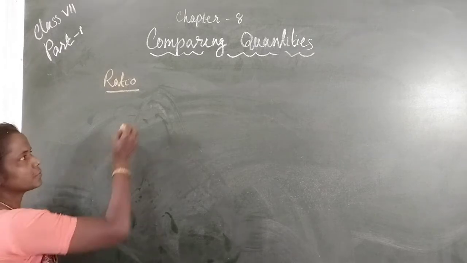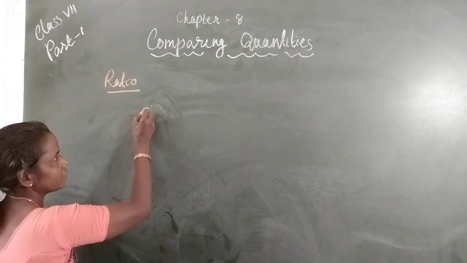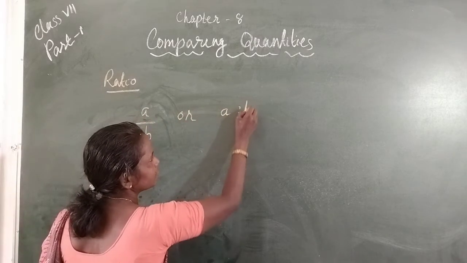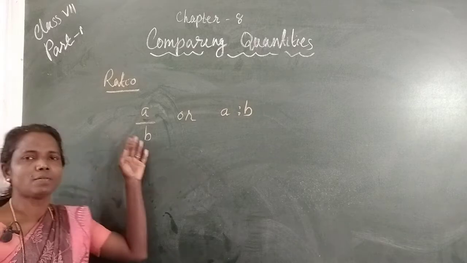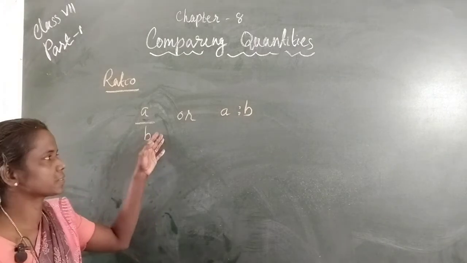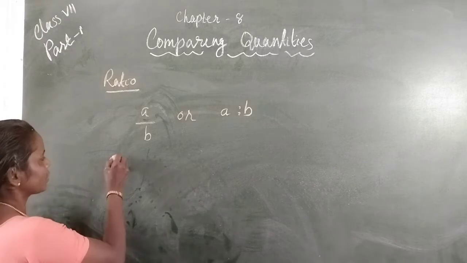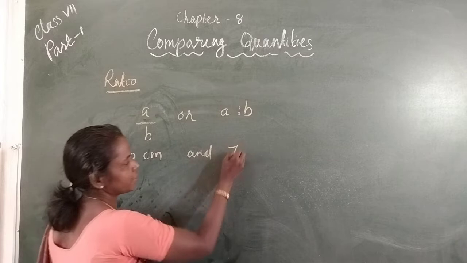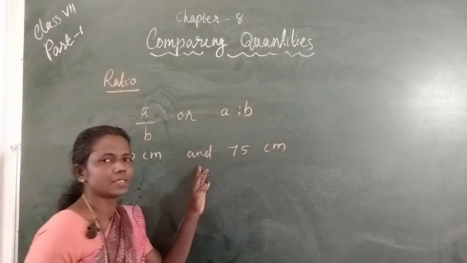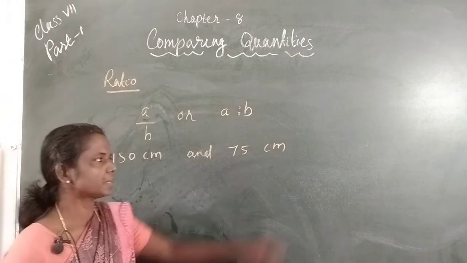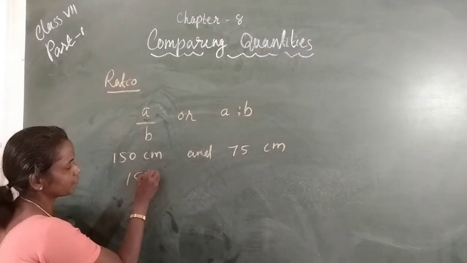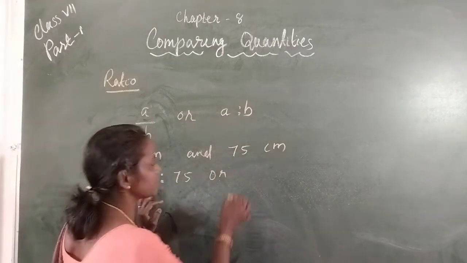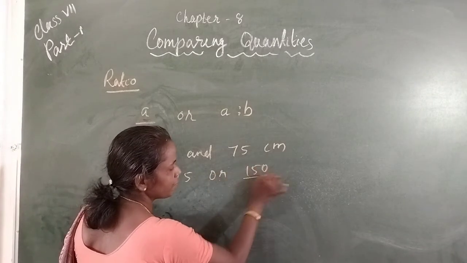Here look, A is to B. We can write A by B, or A is to B. While we are comparing two quantities, for example, the height of two persons, 150 centimeter and 75 centimeter, we can write this in a ratio. How to write? Look, 150 is to 75, or we can write its simplest form, meaning 150 by 75.